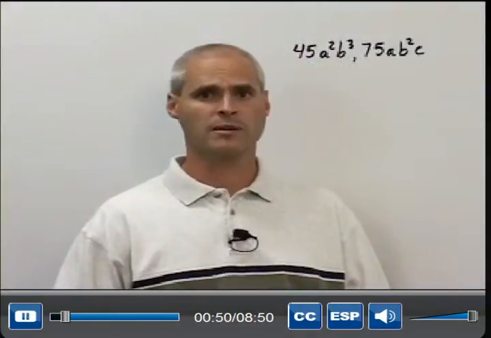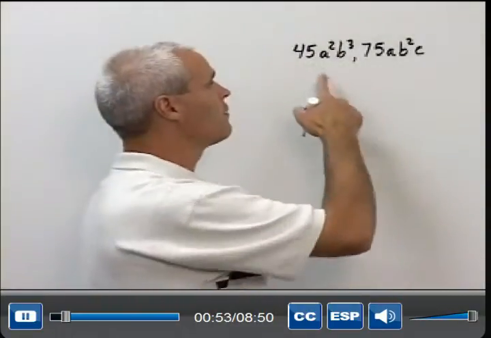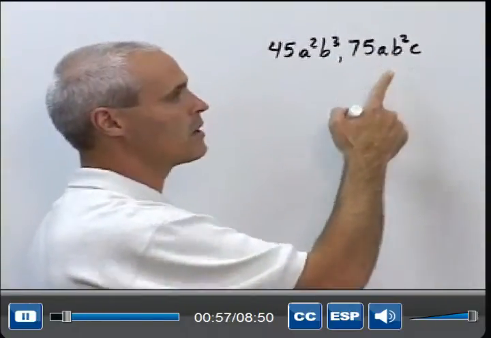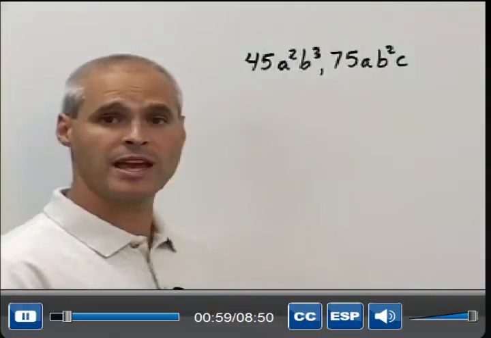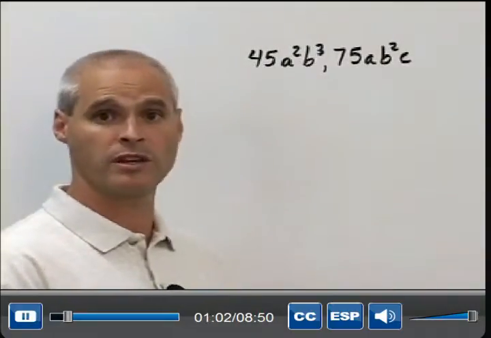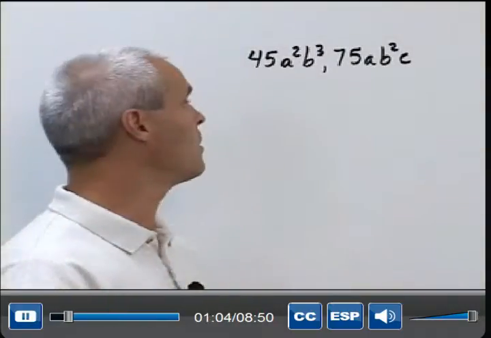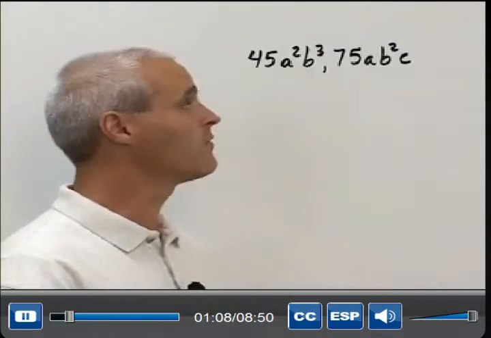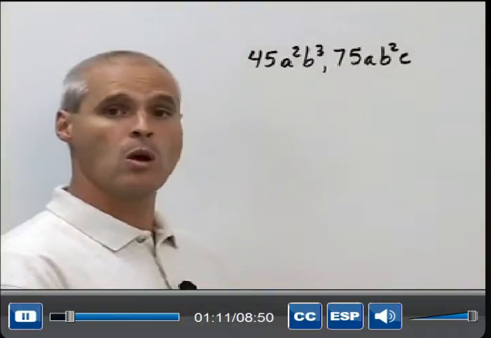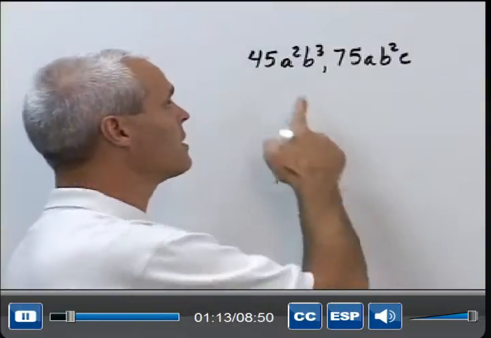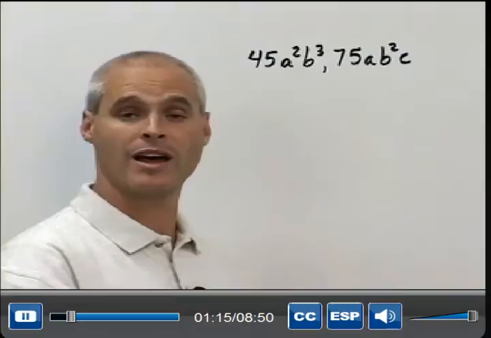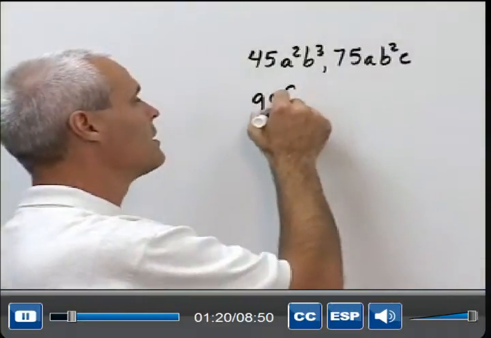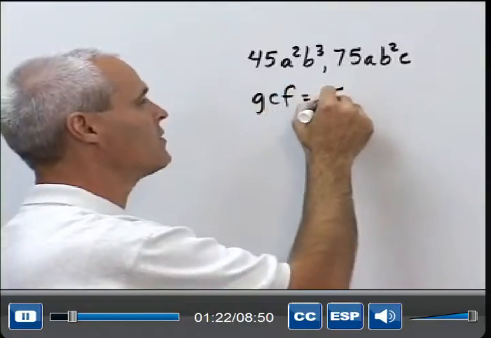To find the greatest common factor of this problem here, 45a squared b cubed, 75ab squared c, we need to follow the steps that were just on the screen. To do that, step 1 was to find the greatest common factor of our coefficients. To find the greatest common factor of the coefficients, we might say, let's find the largest number that divides evenly into both 45 and 75 at the same time. That number would be 15. So our greatest common factor is going to have a 15 in it.